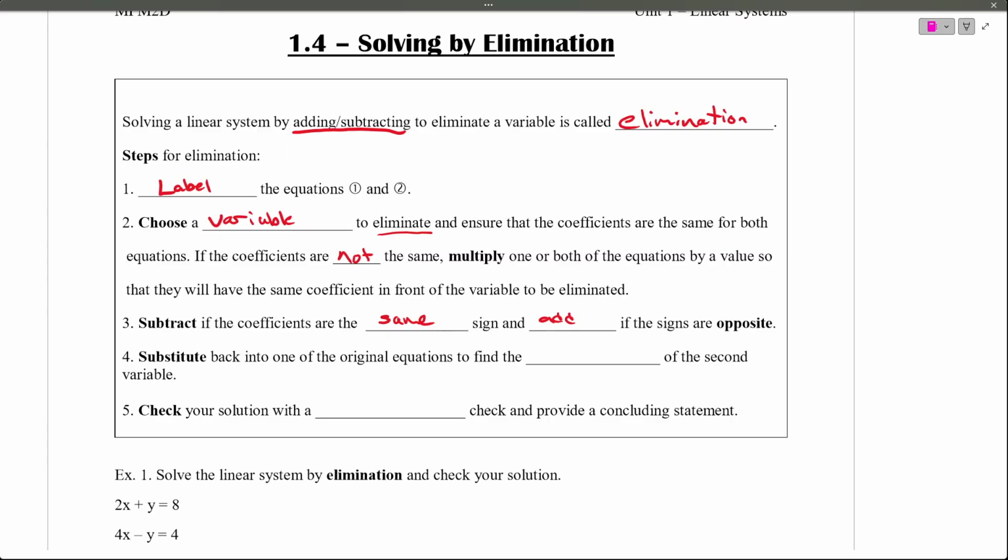Then once we do that, we're going to substitute our solution back into one of the original equations to find the value of the second variable. So now we're back to something similar to what we were doing with substitution before. Then of course we're going to check our solution with a left side, right side check, just like before, if the question asks us to, or if we feel the need to do so.